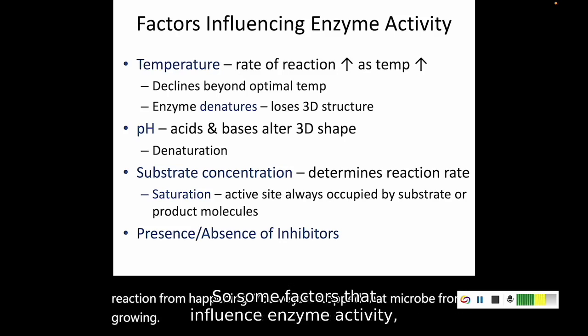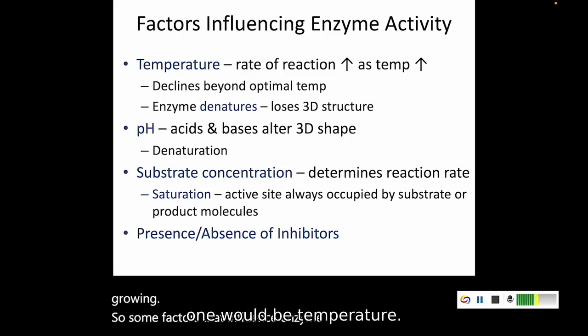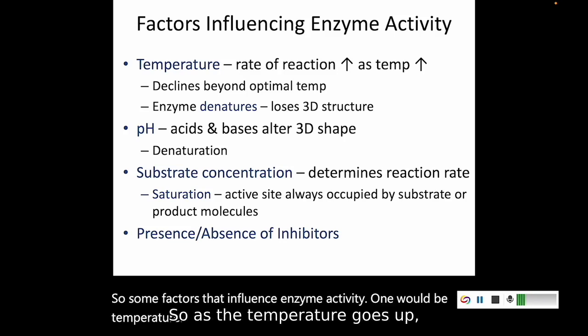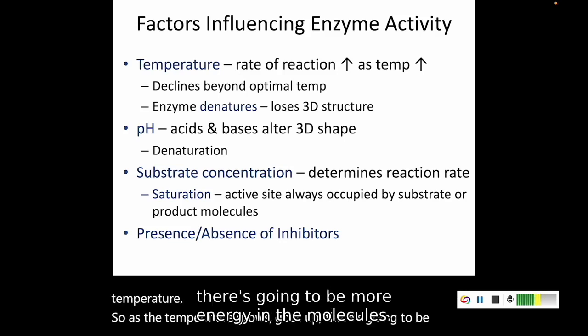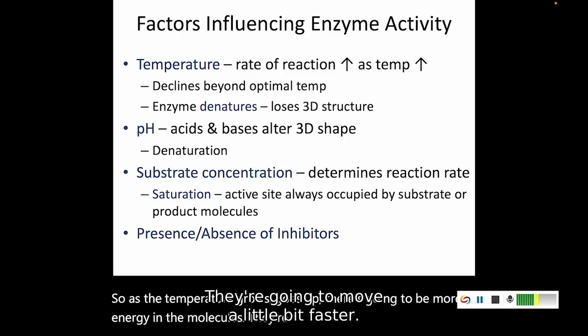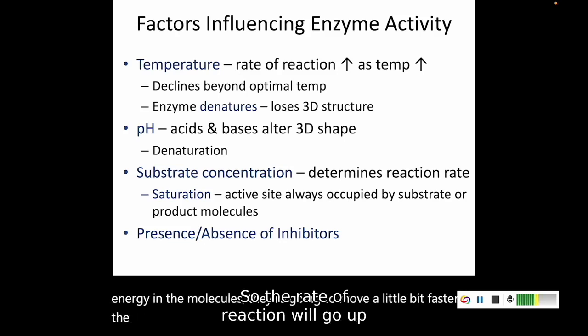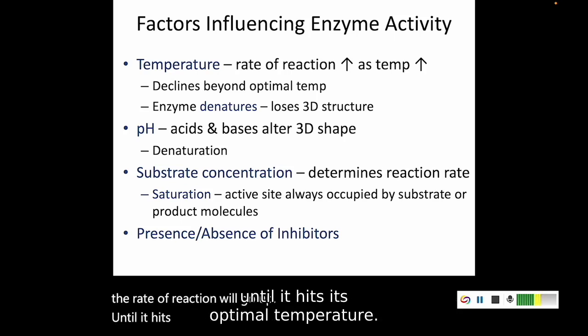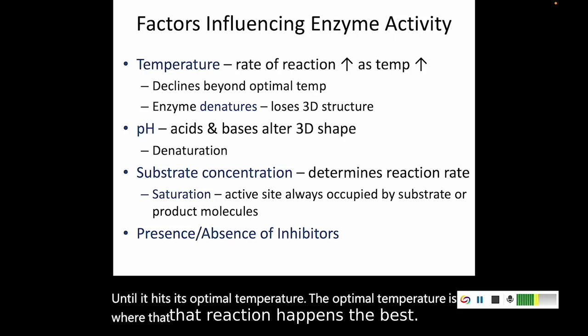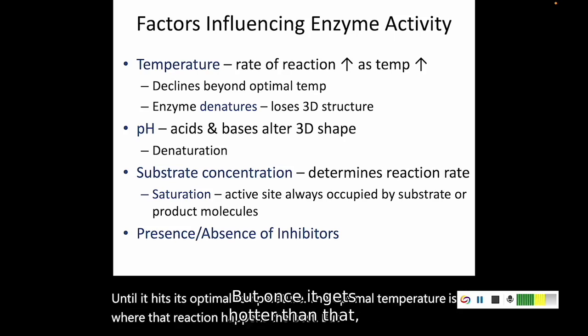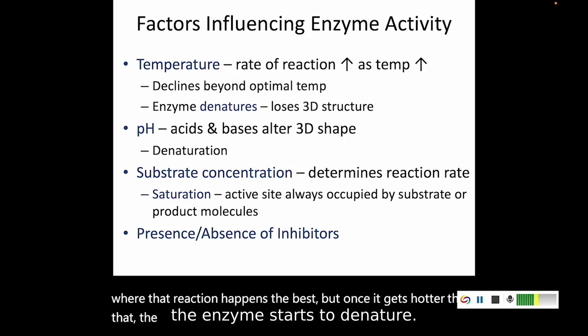So some factors that influence enzyme activity. One would be temperature. So as the temperature goes up, there's going to be more energy in the molecules. They're going to move a little bit faster. So the rate of reaction will go up until it hits its optimal temperature. The optimal temperature is where that reaction happens the best. But once it gets hotter than that, the enzyme starts to denature.